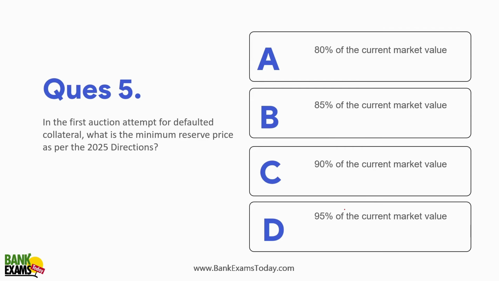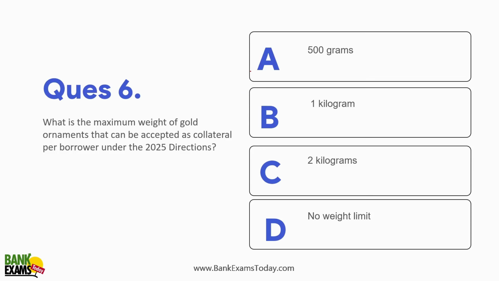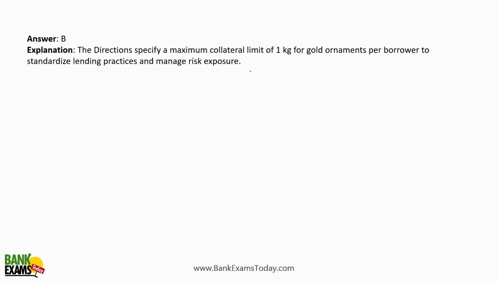In the first auction attempt, at what rate should the auction be done? 90% of the market value. If the auction is not successful, then 85%. OK, that is important. What is the maximum weight of gold ornament that can be accepted as collateral? 1 kilogram of gold ornaments can be accepted.